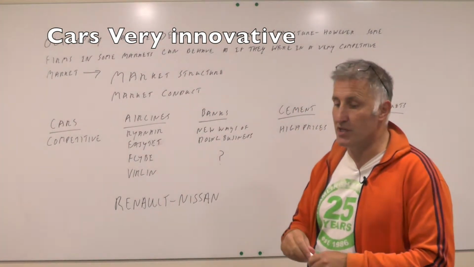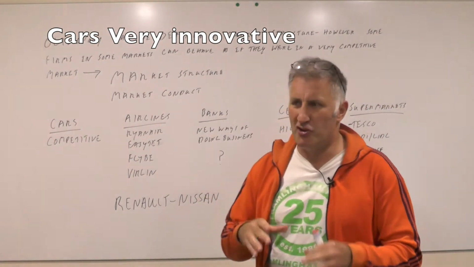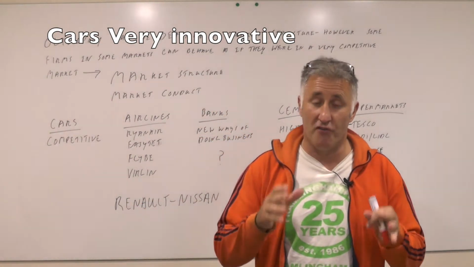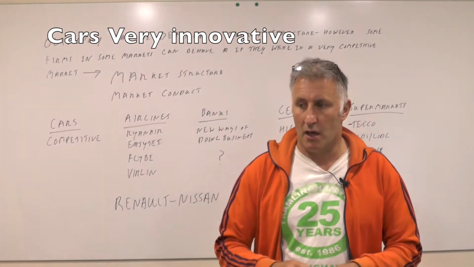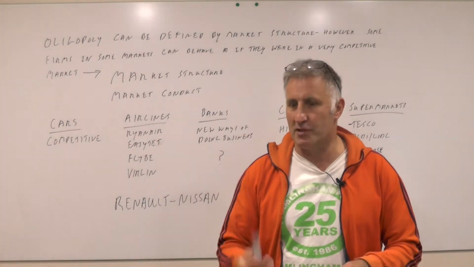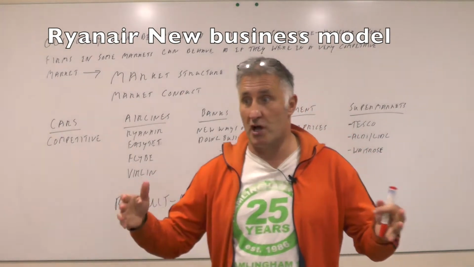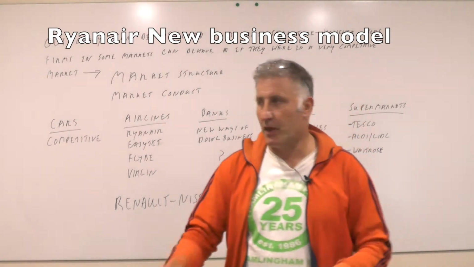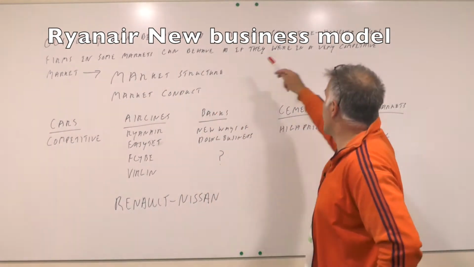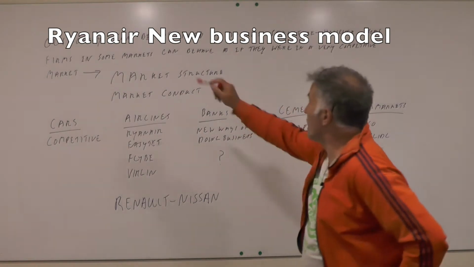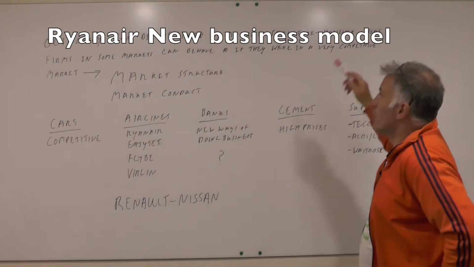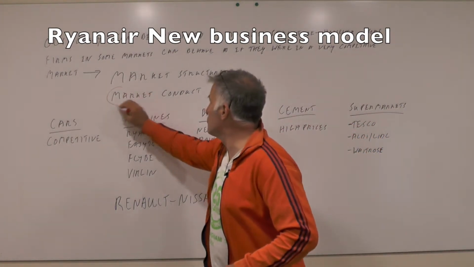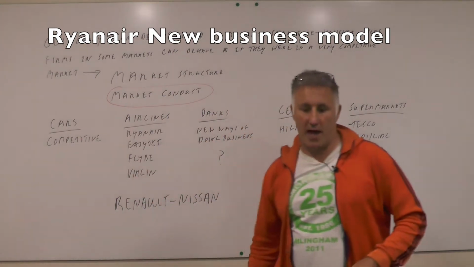And the reason for that is some markets in oligopoly, you can look at them and say, well, there doesn't seem to be a lot of competition going on. But some markets are very, very innovative indeed. Actually, just off the top of my head, Apple is an incredibly innovative company and it's almost like a duopoly. There's only Apple versus Microsoft. Anyway, so oligopoly can be defined by market structure. However, some firms in some markets can behave as if they were in a very competitive market. So maybe we should really look at this in terms of the way in which the firm behaves.